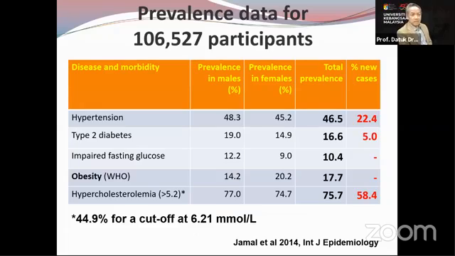So this is the summary table for the prevalence of diseases for the 106,000 participants as published. The prevalence of hypertension, 46.5%. But what's interesting is how we pick up new cases. And also for type 2 diabetes, 16.6%, 5% new cases. They never knew they had diabetes. And impaired fasting glucose. And the interesting thing as well is that we have data on their follow-up 5 years after their baseline recruitment. Obesity, this is the WHO index. If we use the Asian criteria, this would go up to about 30%.